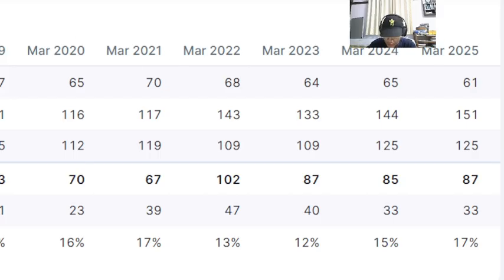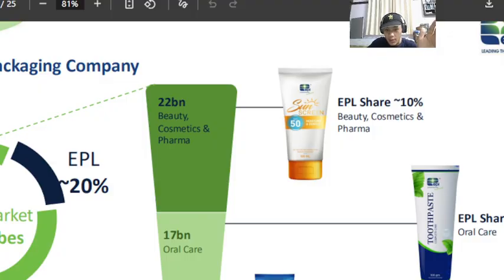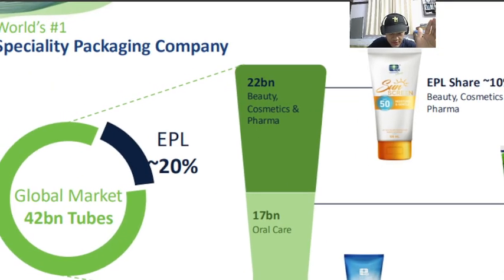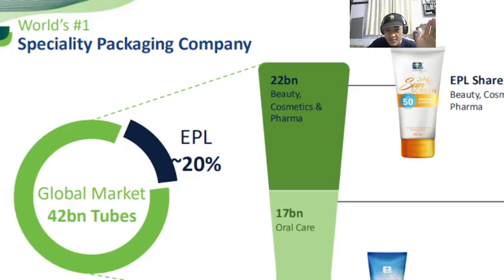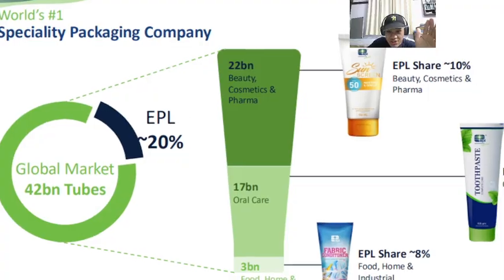And we finally come to the position. What market is it in and what position does it have in that market? So, this company calls itself the world's largest specialty packaging.